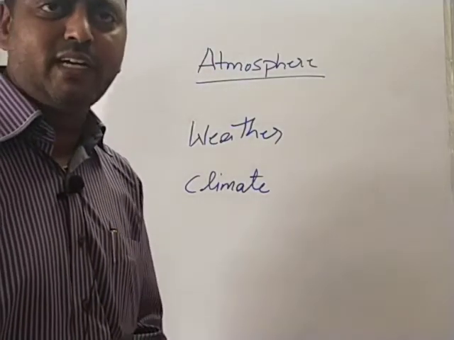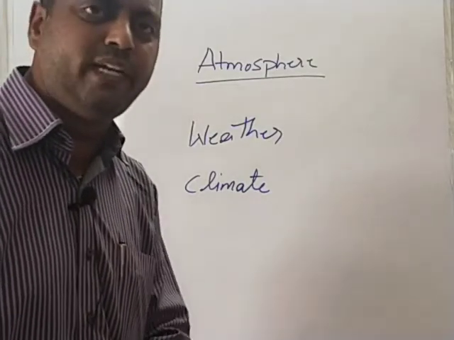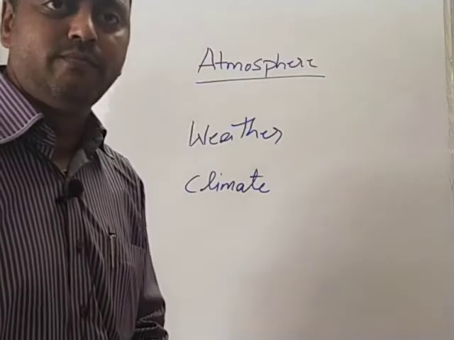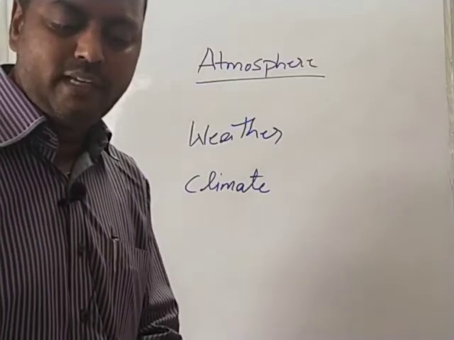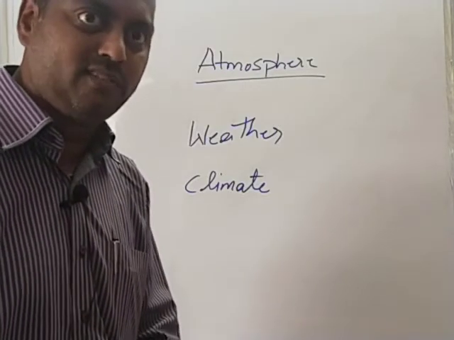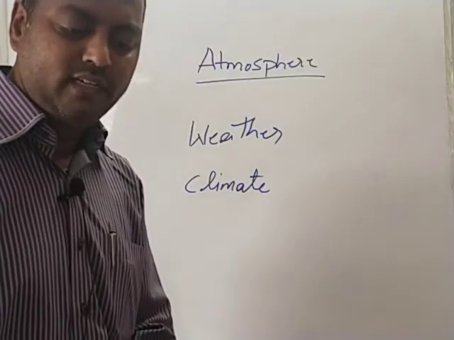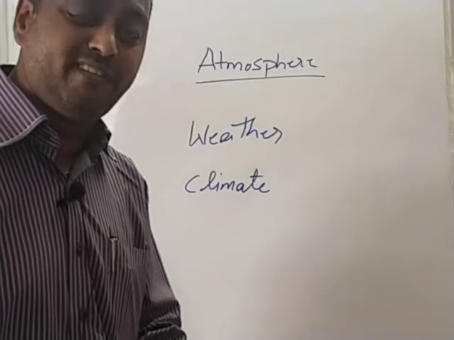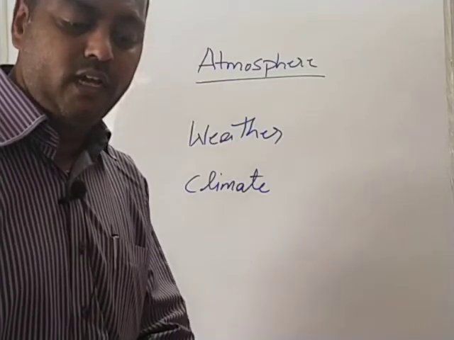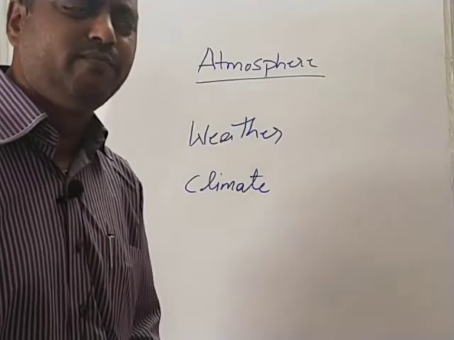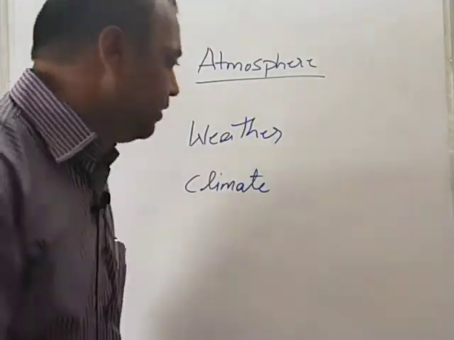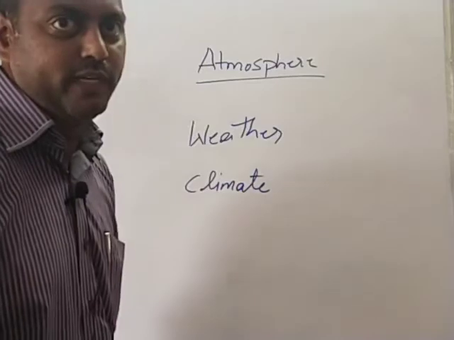So when we describe the condition of the atmosphere for a small period of time, usually about 10 days, it is called weather. The weather can change even within a day sometimes. But climate is a description of the average atmospheric condition of a specified area for a longer period of time. That means weather is for a shorter period of time, climate is for a longer period of time.